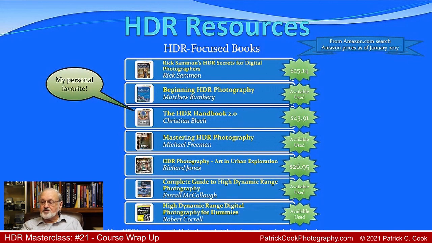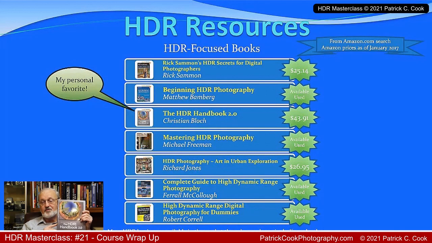More books. My personal favorite is this one by Christian Block. This is edition 2. His first edition was also quite good, but this thing is massive. There's a tremendous amount of information here. And this was published in 2012. Still valid information all the way through this book. This is a marvelous book. You should get it. Even if you have to get it used, this would be a good investment.